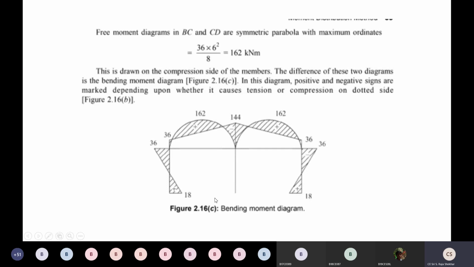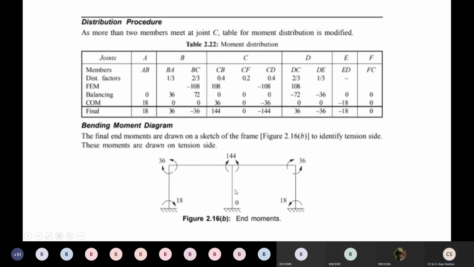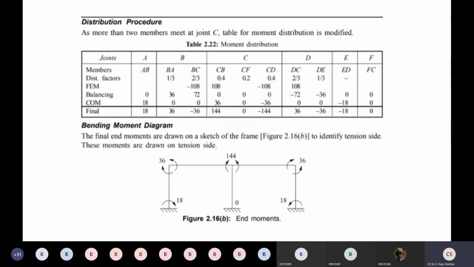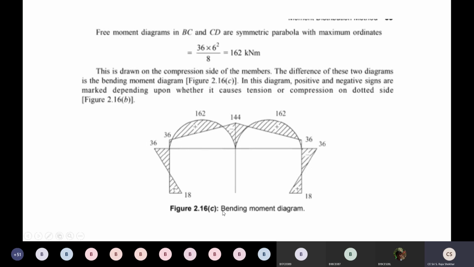Here, the bending moment at this point is 0. The bending moment at F is equal to 0. So that's why here we have not represented any bending moment. Okay, is it clear? Any doubts in this?